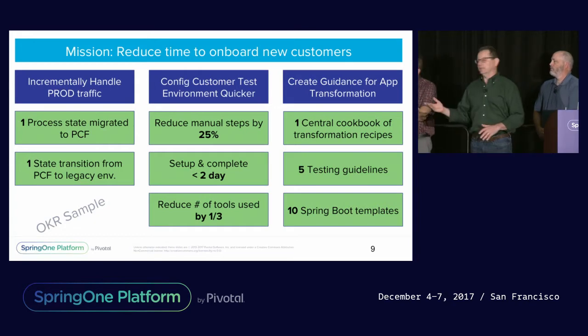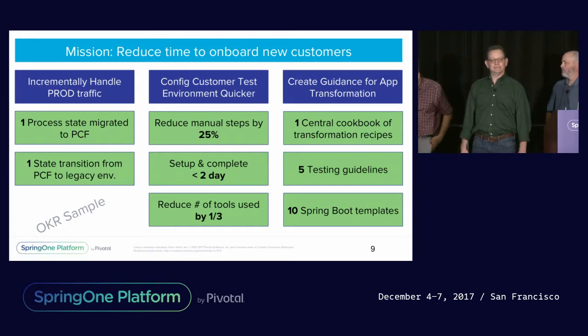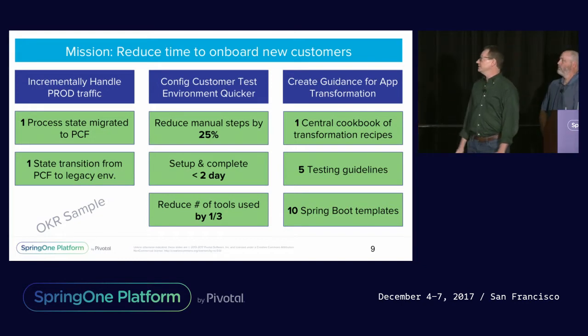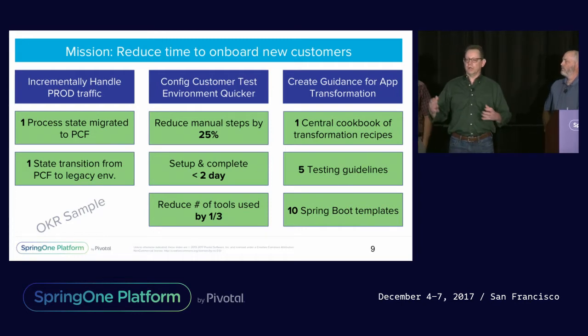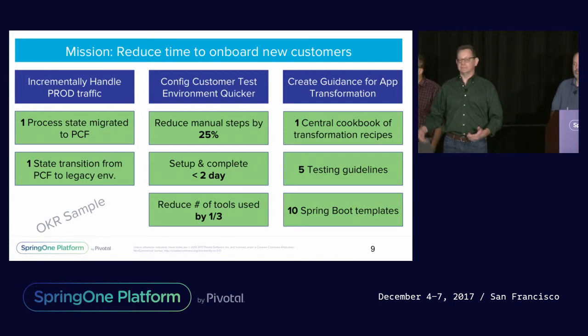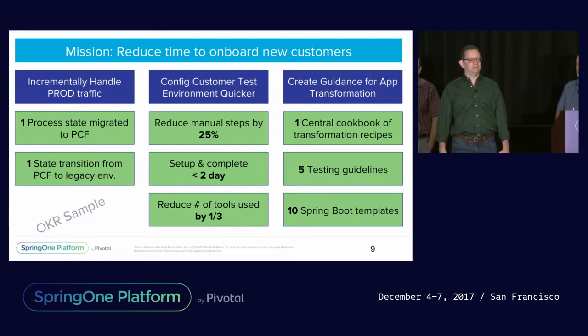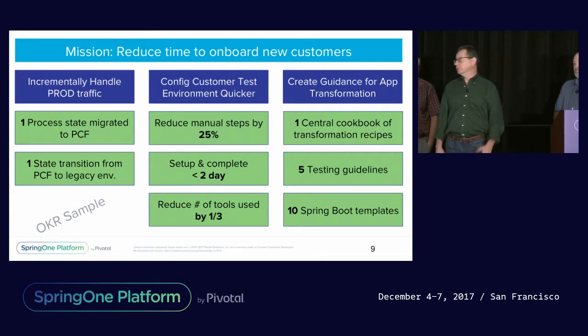We wanted to incrementally handle production traffic. We wanted to configure the customer test environment quicker. And you notice that on the very end here, we have an objective that says create guidance for app transformation. So as part of our practice, we want to enable people. We don't want to just move applications. We want to enable customers, and we want to help them develop their own abilities to do this. So generally, in all of our engagements, we usually have one objective that deals with creating some type of enablement knowledge that we can leave behind for you all.